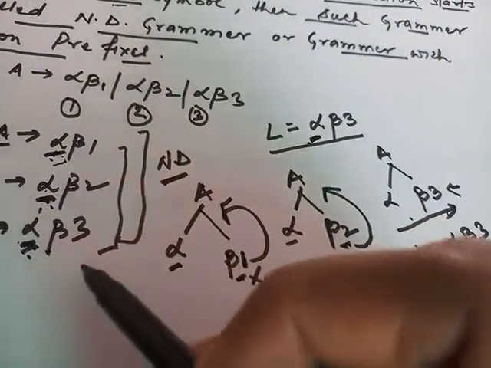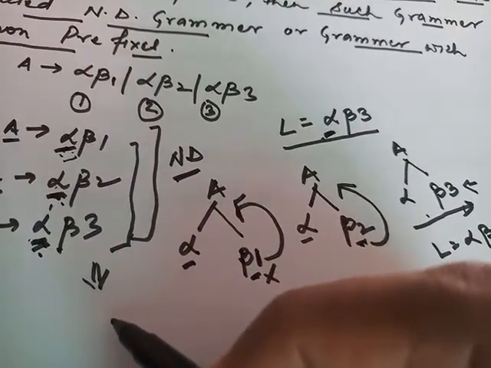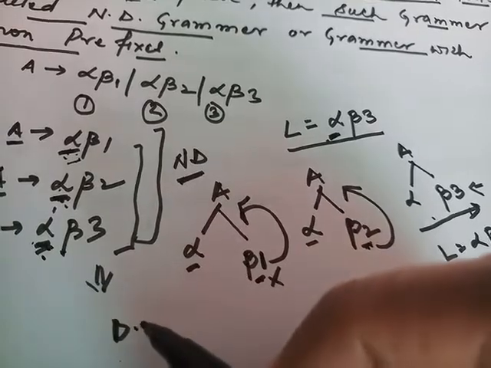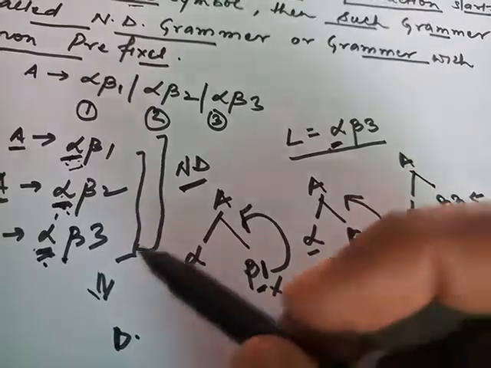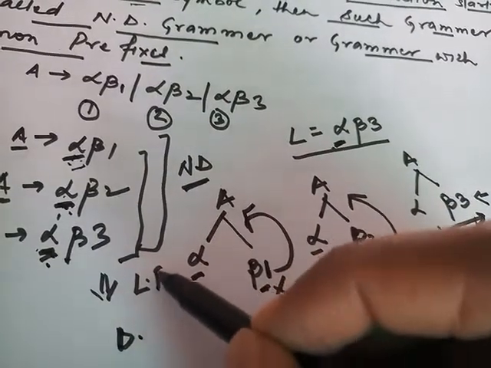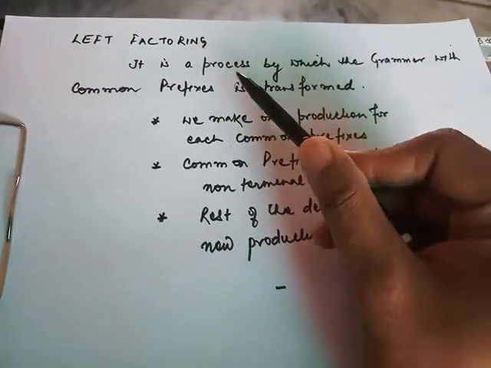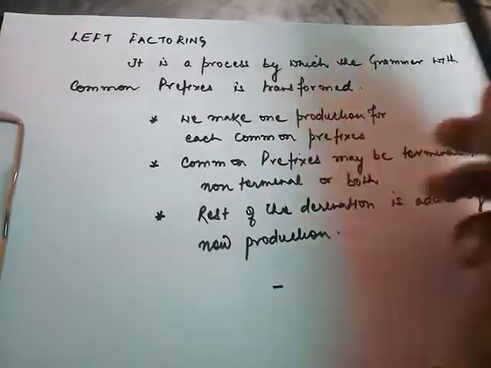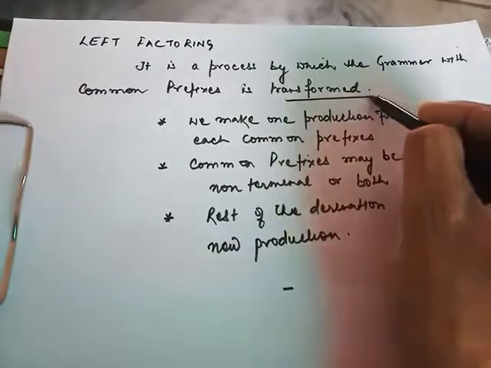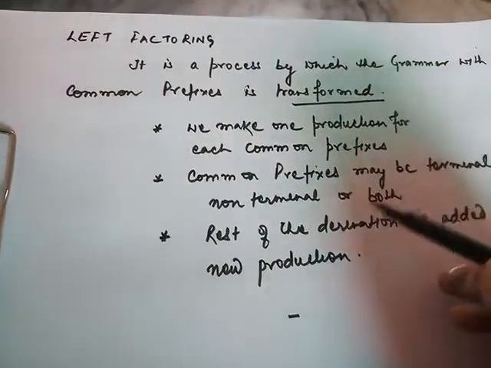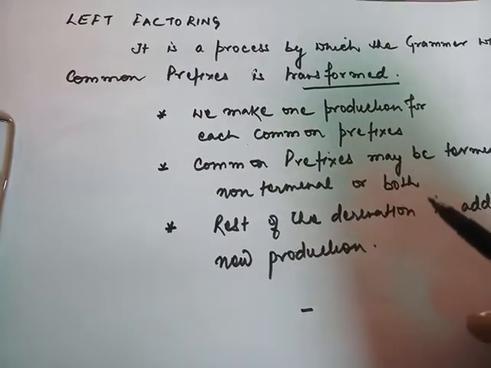So we have to overcome this problem, and to overcome this problem we need a deterministic grammar where we should not have common prefixes. So we will use a method called the left factoring method. Left factoring, as I said earlier, is a process by which a grammar with common prefixes is transformed. Transformed means that we have to eliminate the production rules which have common prefixes.